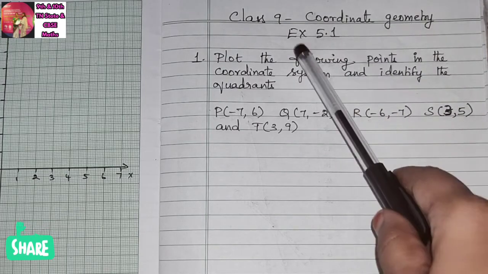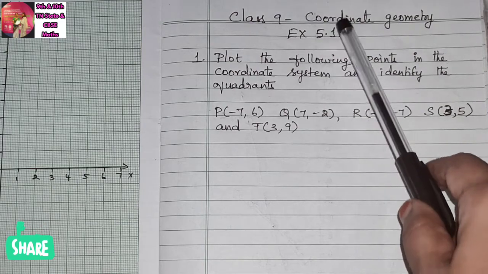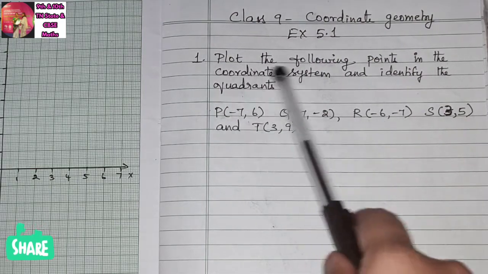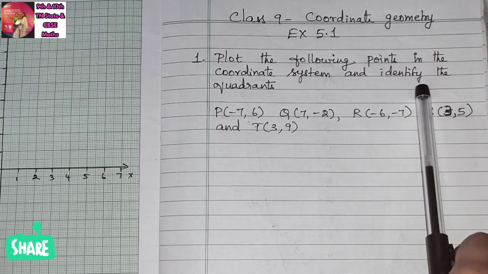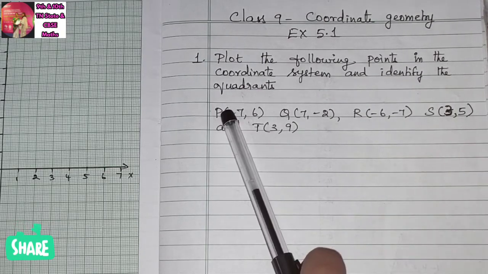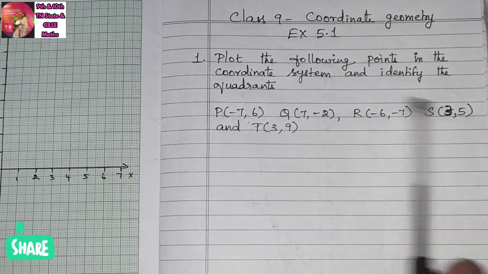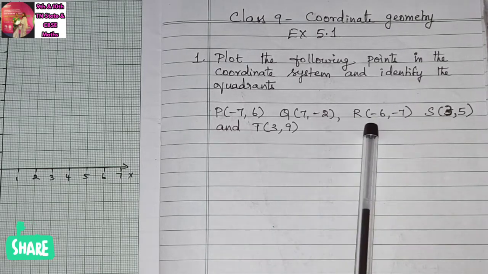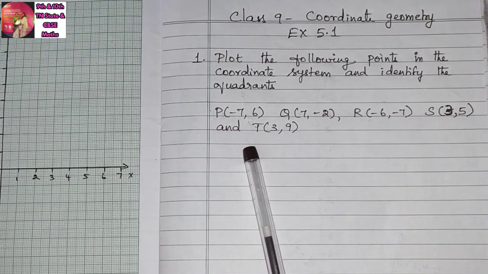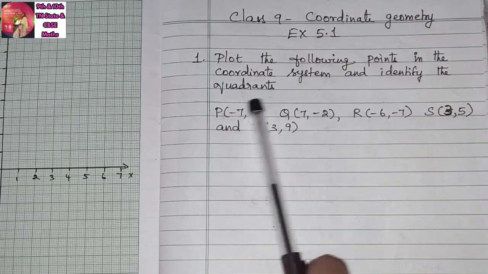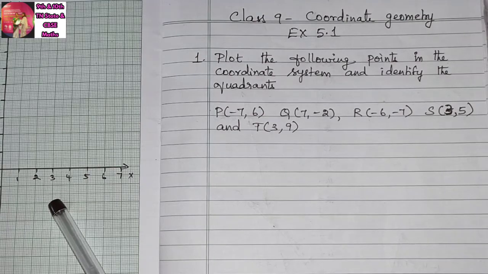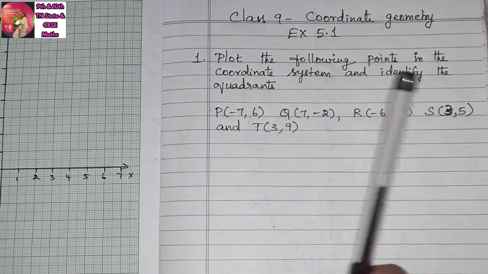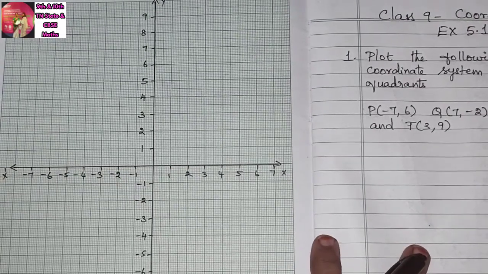Coordinate geometry. Exercise 5.1. First exercise, first sum. Plot the following points in the coordinate system and identify the quadrants. So first we are asked, 5 points are given: P, Q, R, S and T. We are asked to plot all these points in the coordinate plane and identify the quadrants of them.